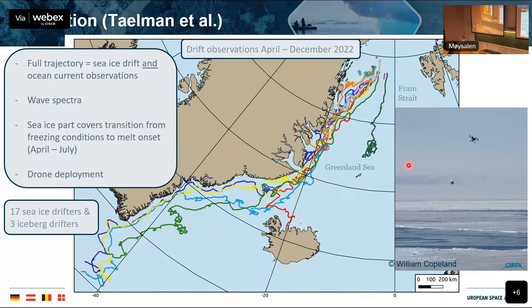And hopefully you can see here we have a drone. And underneath it hangs one of our drifters. So we use drones to deploy the drifters also on icebergs, which I'm not sure how much that has been done before, simply because you don't really want to climb up on an iceberg and have it roll on top of you. But very nicely flown by the drone pilots at Norce.